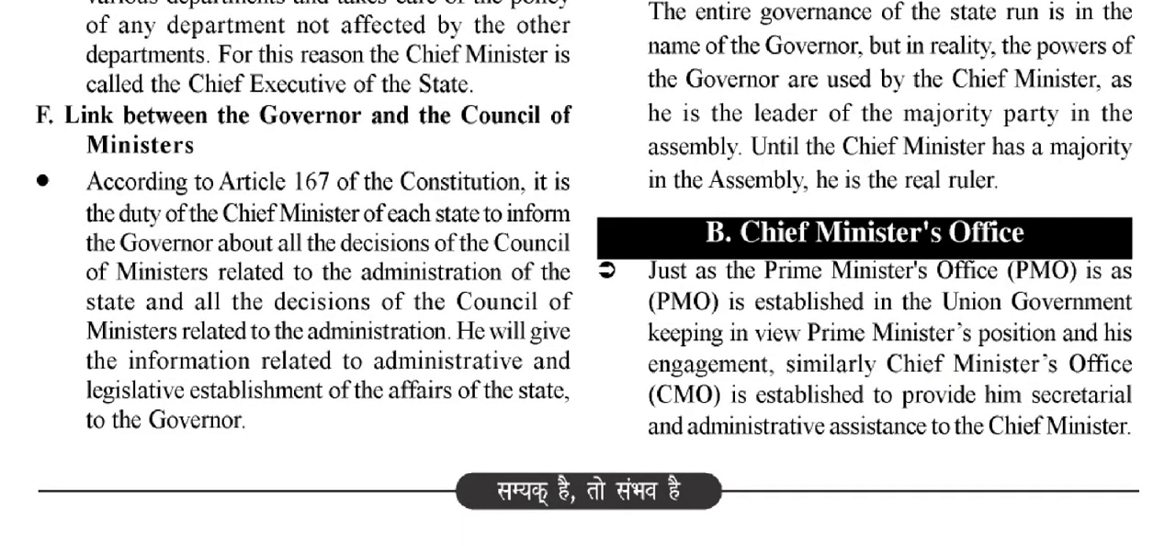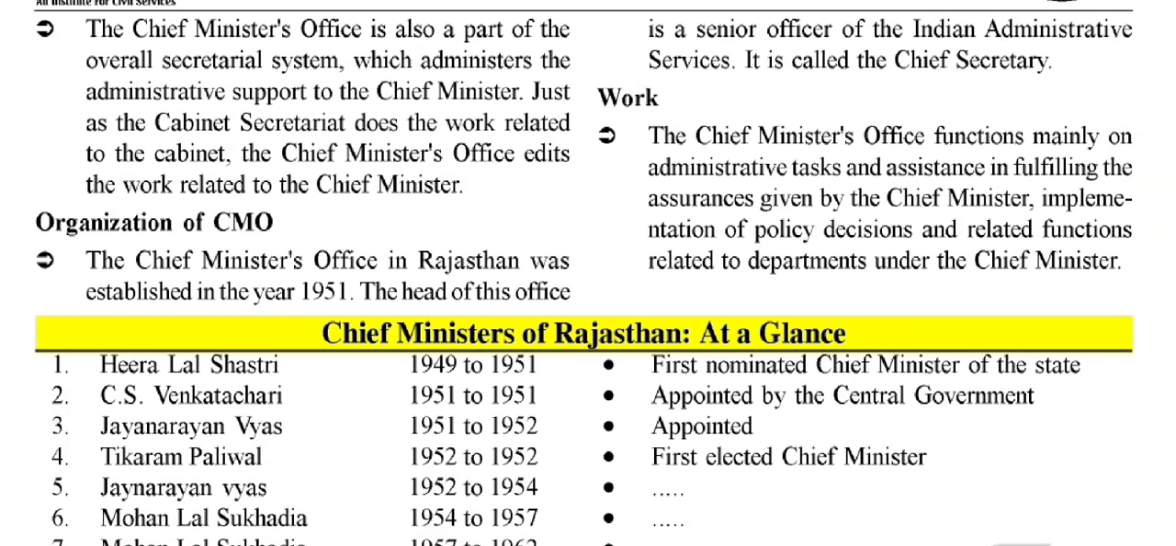B. Chief Minister's Office. Just as the Prime Minister's Office, the PMO, is established in the Union government keeping in view the Prime Minister's position and his engagements, similarly the Chief Minister's Office, CMO, is established to provide secretarial and administrative assistance to the Chief Minister. The Chief Minister's Office is also a part of the overall secretarial system, which provides administrative support to the Chief Minister. Just as the Cabinet Secretary does the work related to the Cabinet, the Chief Minister's Office does the work related to the Chief Minister.